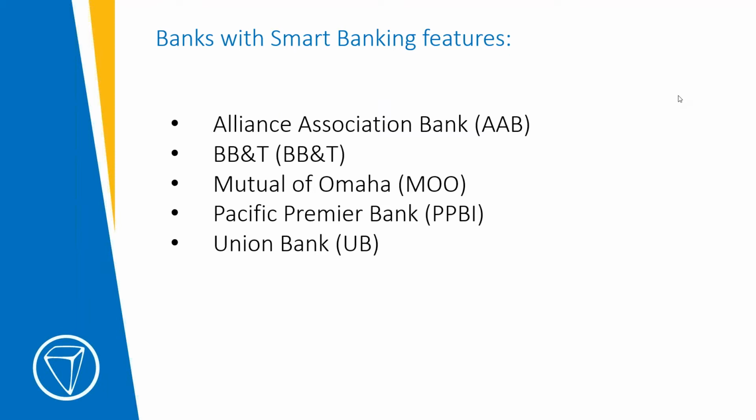Again, unfortunately, we don't have any besides these. If your bank is interested in doing smart banking with TOPS One, just let us know and we'll get everybody in touch with the right people so that they can apply for that. But for now, these are the ones we have on board: Alliance Association Bank, BB&T, Mutual of Omaha, Pacific Premier Bank, and Union Bank. And again, if you don't bank with them, they would be more than happy to take your business and assist you in getting that set up.